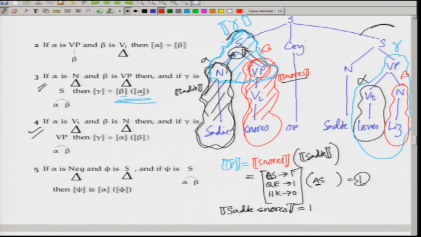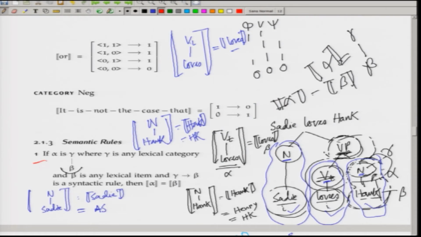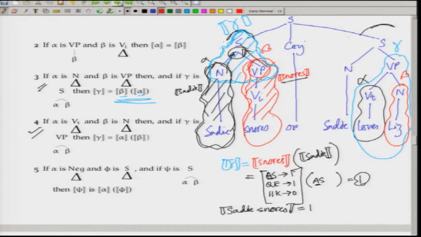By applying rule 1, that is by applying this rule, we determine the truth value of this, that is VT goes to loves, and it will be nothing but loves, that is the denotation of loves will be the denotation of alpha, and the denotation of Liz will be the denotation of beta.